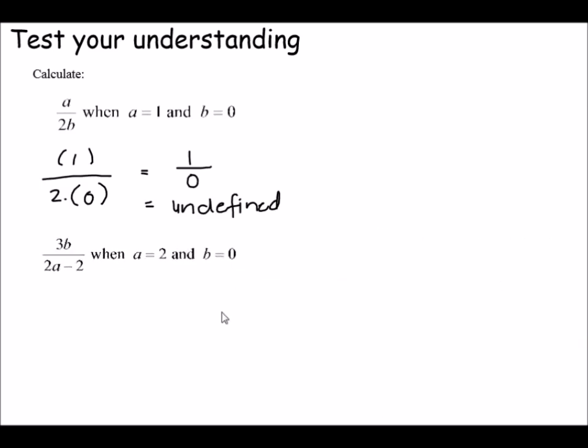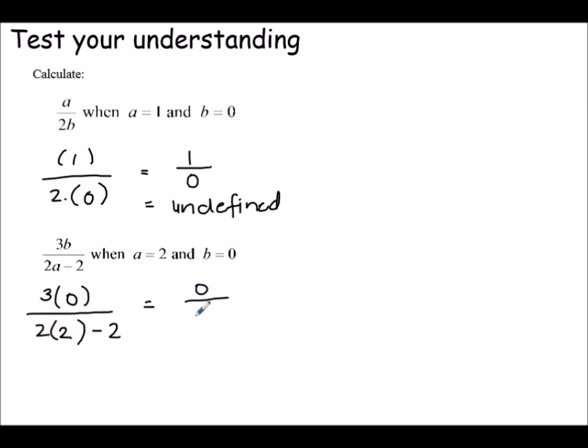Let's look at the next one. 3b, so the first thing I'm going to do is copy the pattern. So I have 3 multiplied by b over 2 multiplied by a minus 2. Now I do my substitution. A is at the bottom, so that's going to be 2. B is 0. 3 multiplied by 0 is 0.